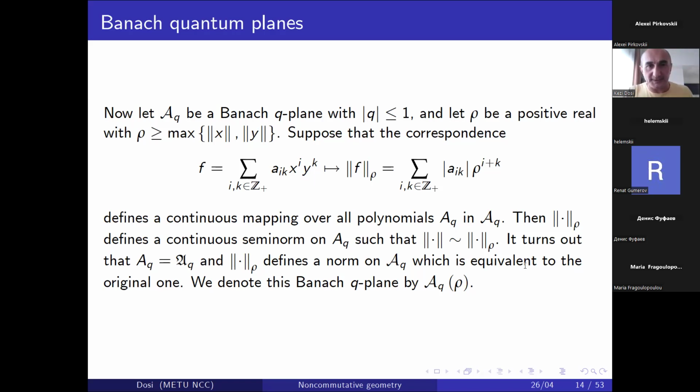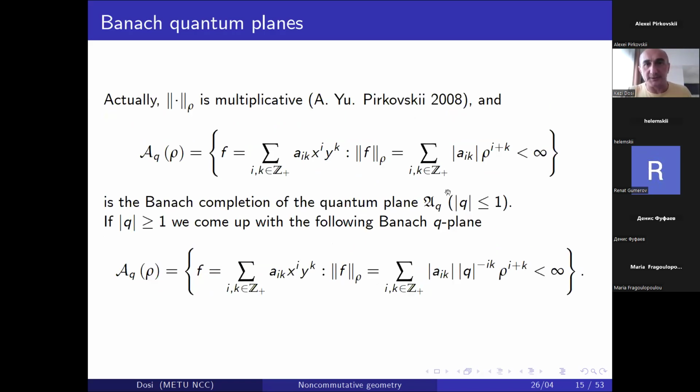Well, actually, we met this algebra earlier. Look, this again is in the work of Pekovsky. So this is a Banach completion of the quantum plane. That means that actually this norm is multiplicative. If Q is more than or equal to 1, you can just change it slightly like that. So this is an analog of holomorphic functions on the closed disk of radius rho.